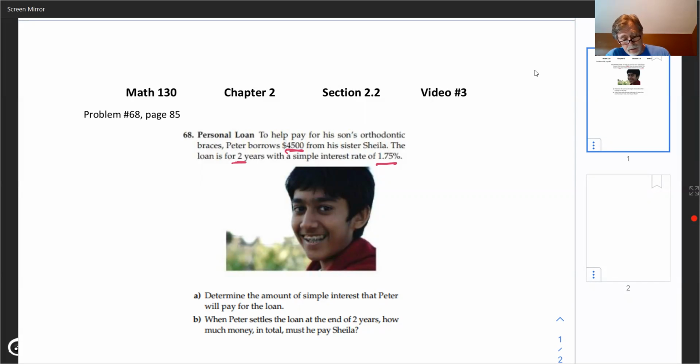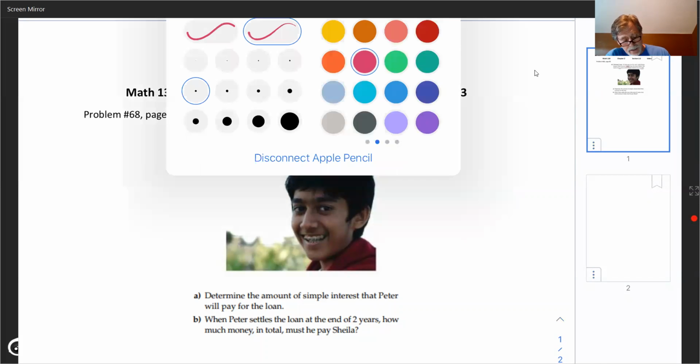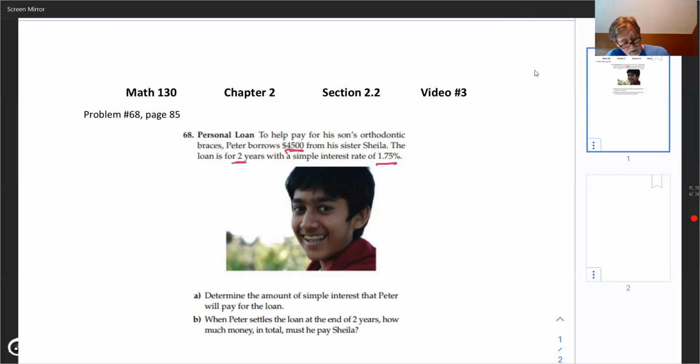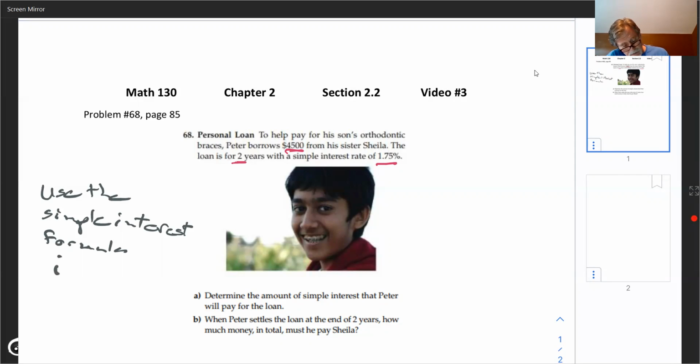Well, no one said anything, but actually at the beginning of this set of problems, they gave us a simple interest formula. Let's write that down. We're supposed to use the simple interest formula. Interest in this case is money that you make on your investment, or what Sheila makes on her investment, giving her brother $4,500. And the formula, although most banks don't use this one, says I is equal to PRT.